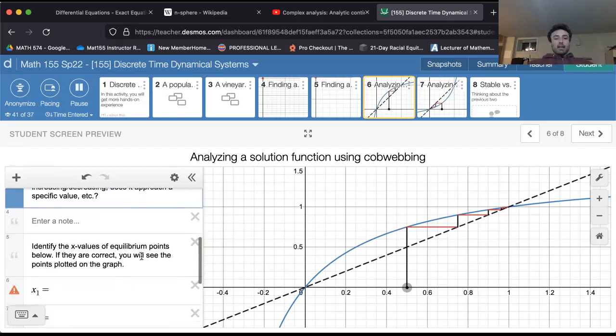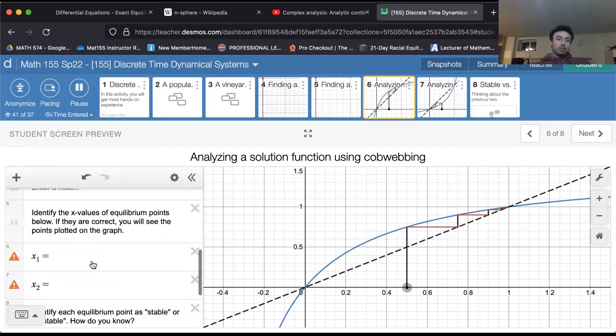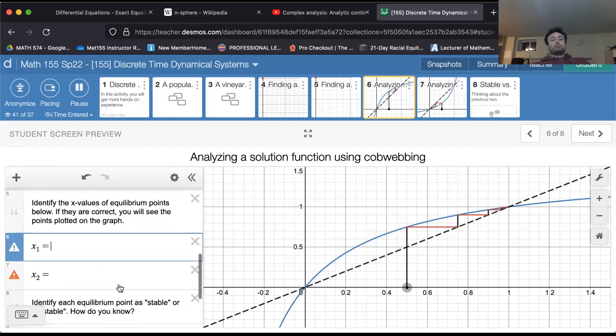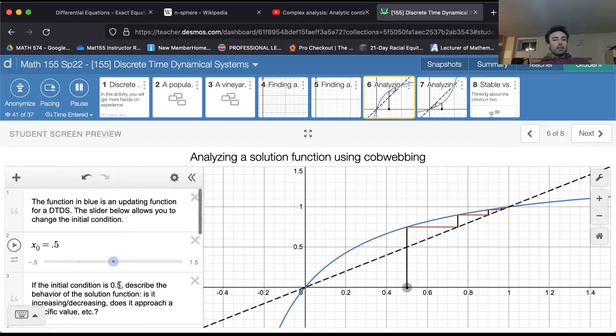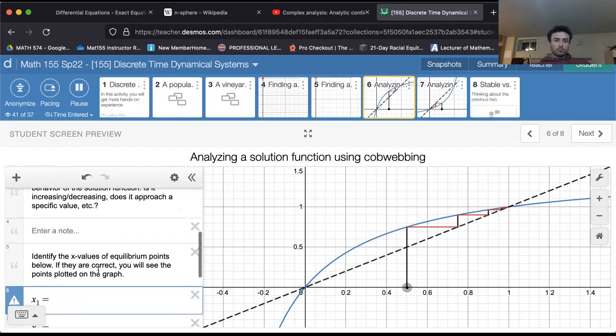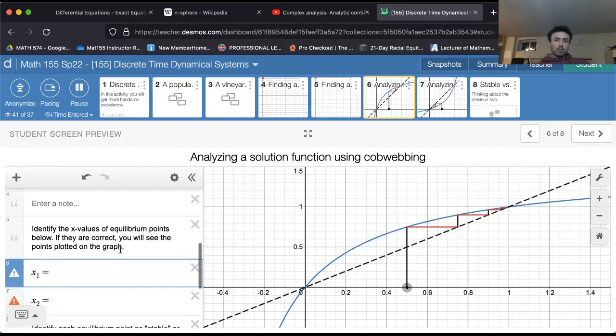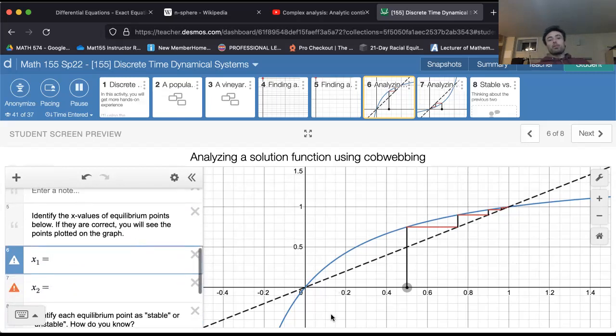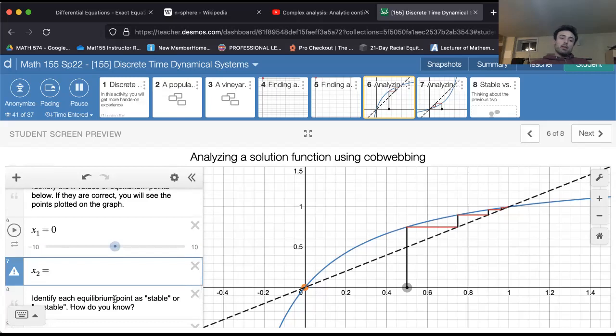All right, identify the x value of the equilibrium point. Okay, sure. So that was 1. If they're correct, you will see the points below the graph. What is this asking? Identify the x values of the equilibrium points. Okay, so there's 2 equilibrium points. One of them is 0 down here, and the other one is 1.